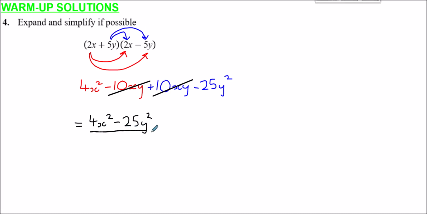You should have seen this before. What sort of thing is this? What's the square root of 4x squared? Square root of 4 is 2. Square root of x squared is x. What's the square root of 25y squared? Well, the square root of 25 is 5. Square root of y squared is y. This is, as you should know, an example of the difference of two squares. We're going to see this in some of our worked examples where we're going to be factorising terms.